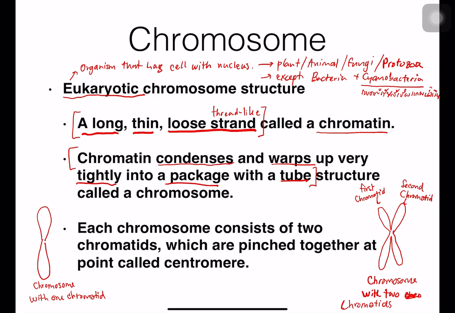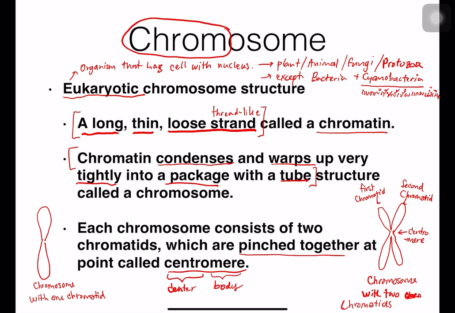Okay, and they're pinched together at the center. The center here, we name it as a centromere. The word centromere comes from the word central, means center, and the word mere means body. The chromosome itself, the chromosome means colors. When we study the chromosome, we need to stain the cells. When we stain the cells, you will see the body with the stain. We call chromosome because that gets stained. So the word chrome means colors, and some mean body. The body with colors.